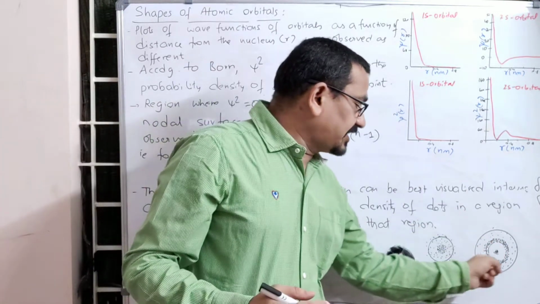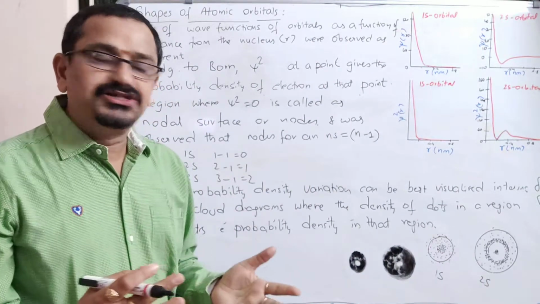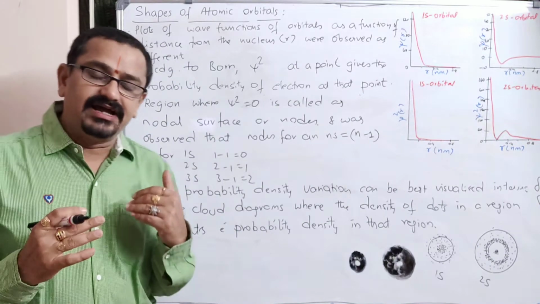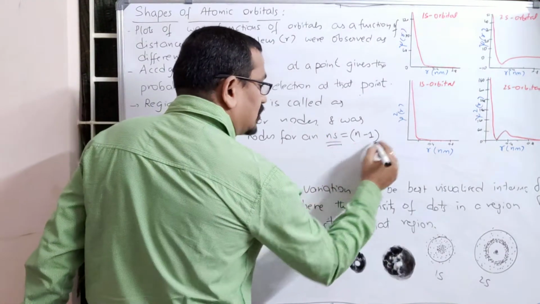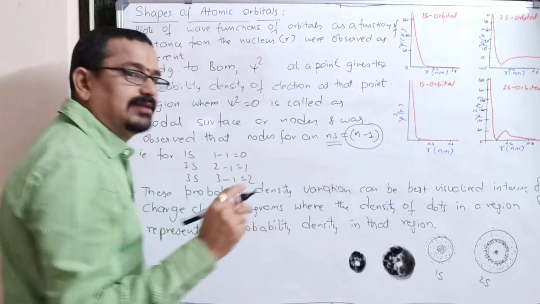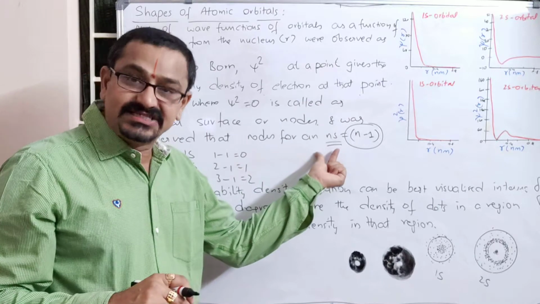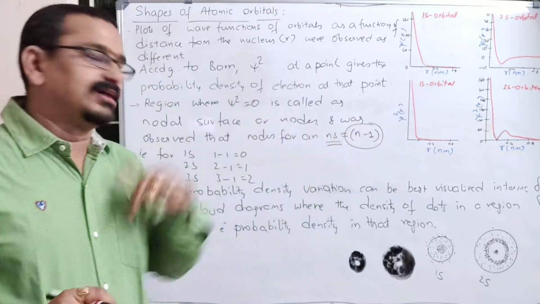Psi square means the probability density function. The region where the electron probability, that is the psi square value, is zero is said to be a nodal region, nodal surface, or simply a node. And it was observed that for a given ns orbital, the number of nodal regions can be calculated as n minus 1. It is for only ns orbitals.